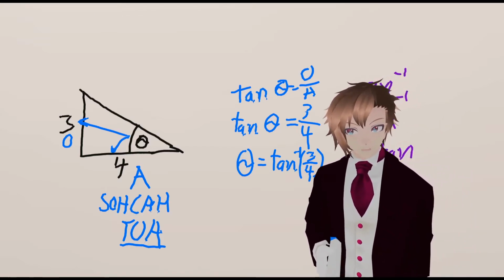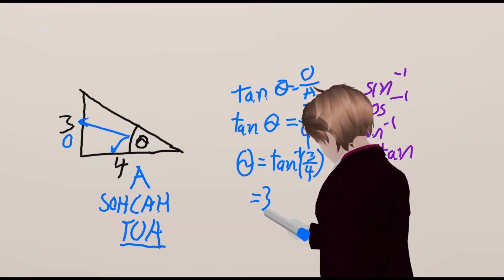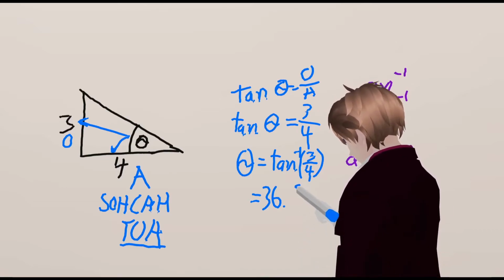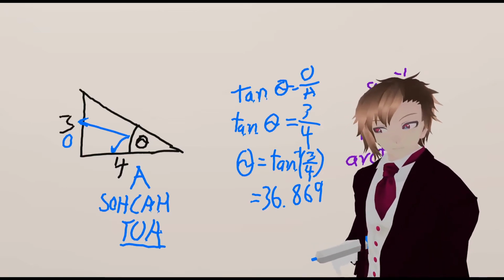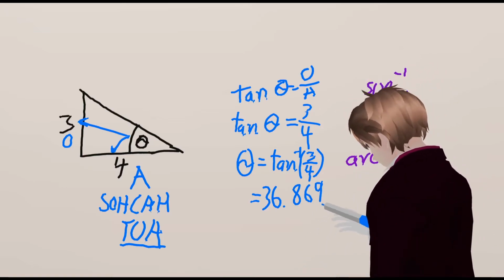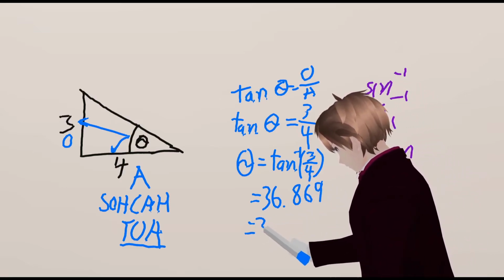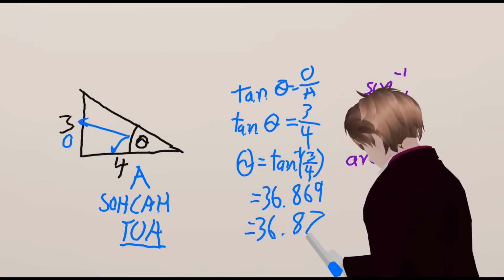And if we put that into a calculator, we get 36.869. I'm going to round this number to 2 decimal places, and that will give me 36.87.